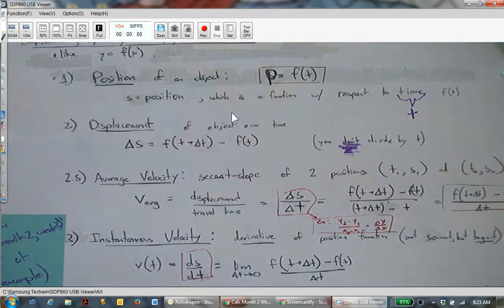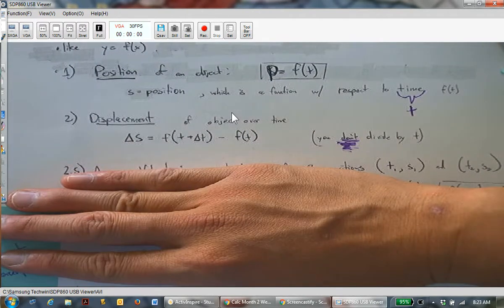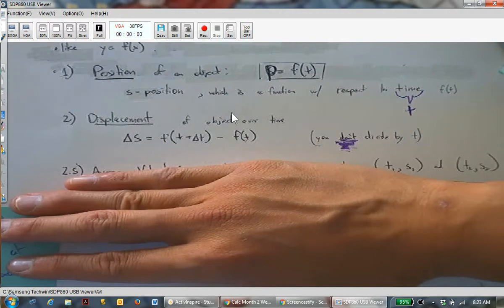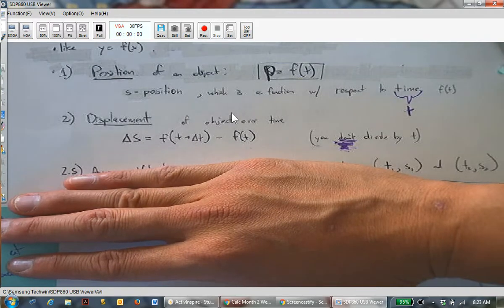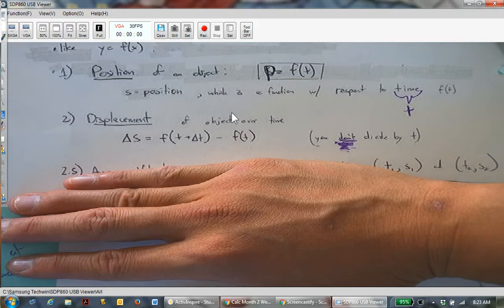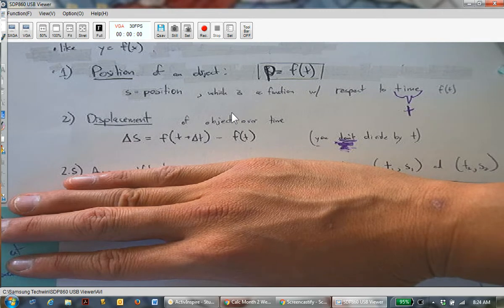I know there is a slight difference, to be perfectly honest, between speed and velocity. Velocity is directional. You could have a negative velocity, whereas speed is almost like the absolute value. It doesn't matter which direction you're going. Speed should just be positive. That's how we interpret it in this class, right?